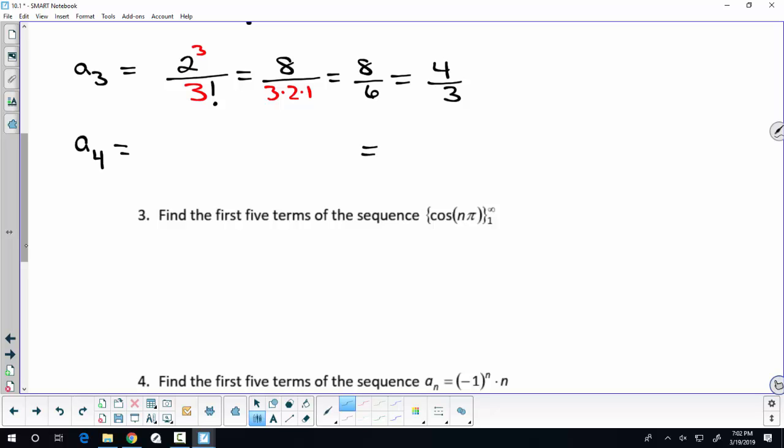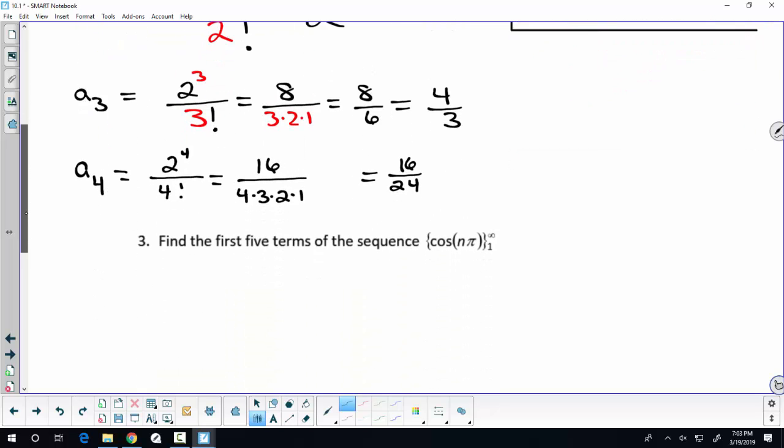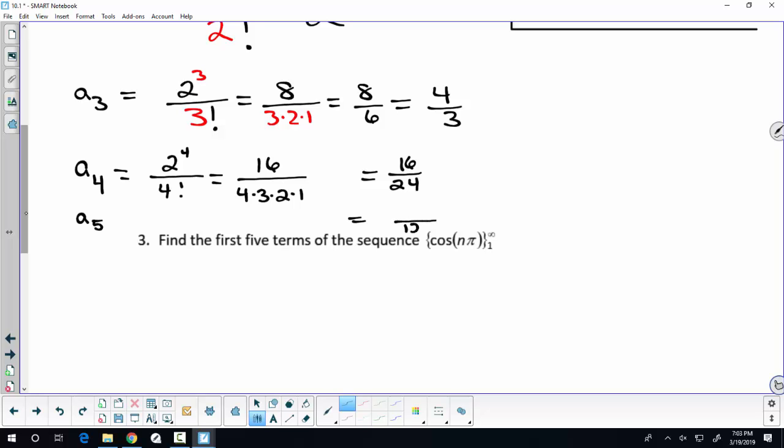16 over 24. Do y'all agree? 16 over 24? 2 to the fourth over 4 factorial. And fifth term? 2 to the fifth over 120. What was the top? 32. 32 over 120, yeah?